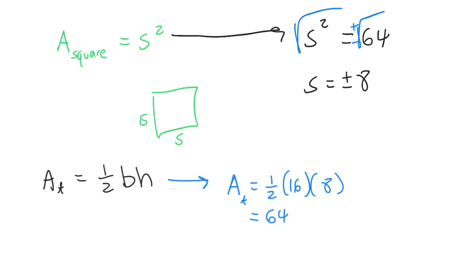However, it does not make sense to have this minus sign because we're dealing with real world physical dimensions. So therefore, the final answer should be that the side length, s, equals 8. And that is the answer to that problem. That's G.